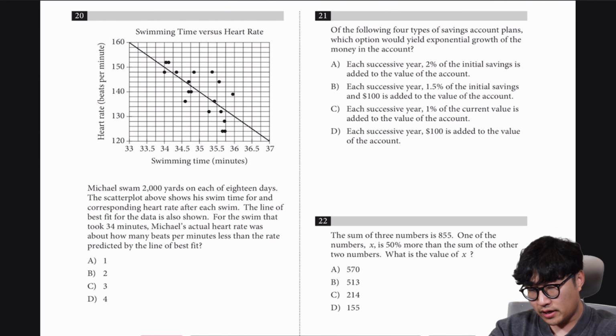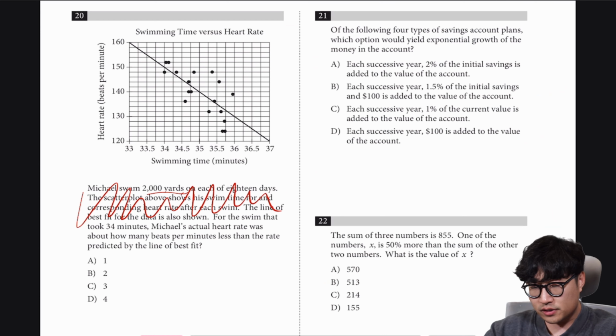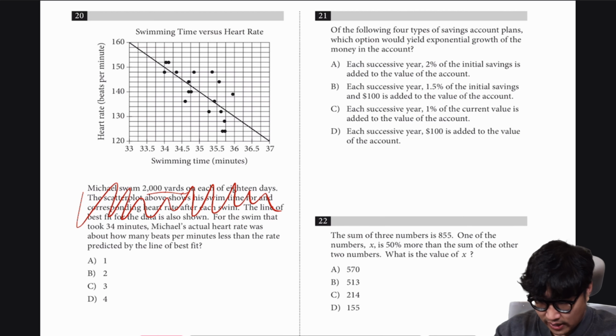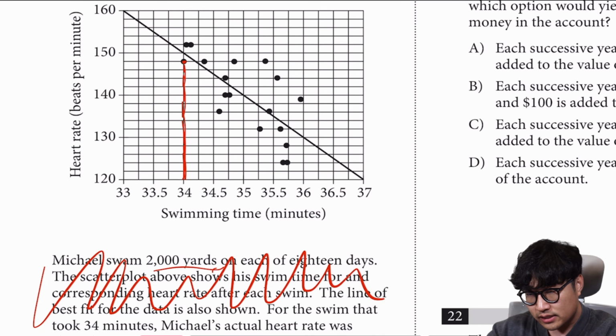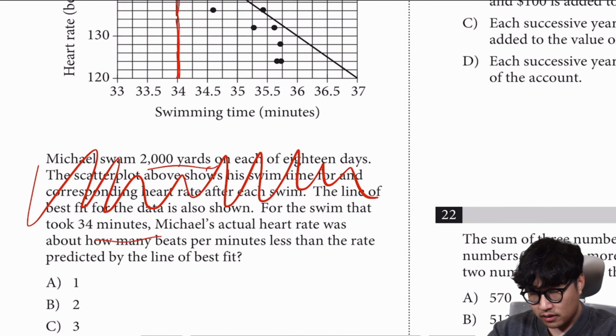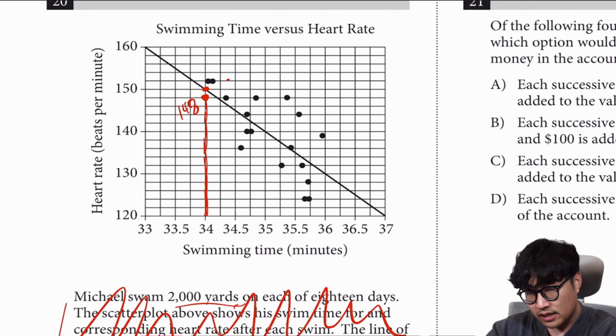All right, number 20. Michael swam 2,000 yards. Everything else can go. For the swim that took 34 minutes, Michael's actual heart rate was about how many beats per minute than the rate predicted by the line of best fit? Okay, so we go to the 34 minutes mark right there. If you notice, the actual is sitting at, I think that's 148, because each tick is supposed to be a 2. And then the predicted would be right there, exactly 150.